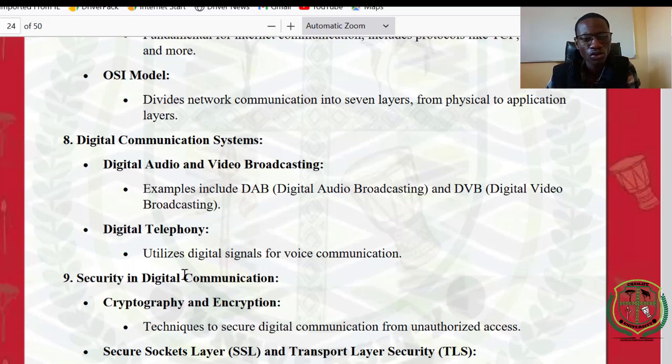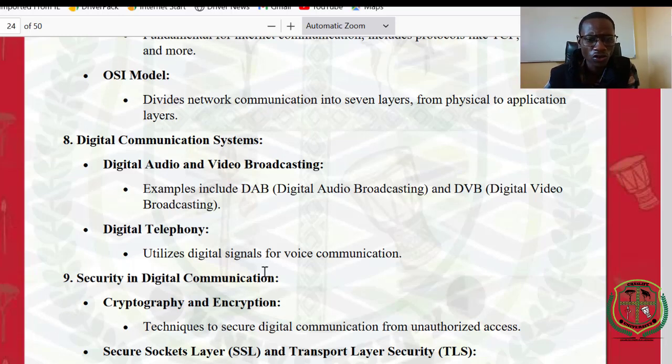There's also what we call digital telephone. This one utilizes digital signals for voice communication. So here you call a friend: Hey, where are you, my friend? I want to meet you. That's what we call digital telephony. It utilizes signals for voice communication. And in recent years, we've actually seen digital audio and video broadcasting, where there's video conferencing. You can chat with your friends and colleagues via video calls.